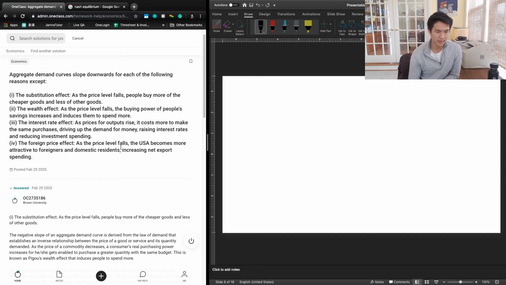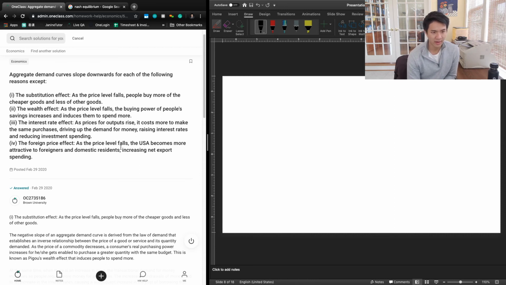Three says the interest rate effect. As prices for outputs rise, it costs more to make the same purchases, driving up the demand for money, raising interest rates, and reducing investment spending. And D says the foreign price effect. As the price level falls, the U.S. becomes more attractive to foreigners and domestic residents, increasing net export spending. This is a great question, I think. It really gets to the crux of the issue of what are reasons why aggregate demand curve is downward sloping.